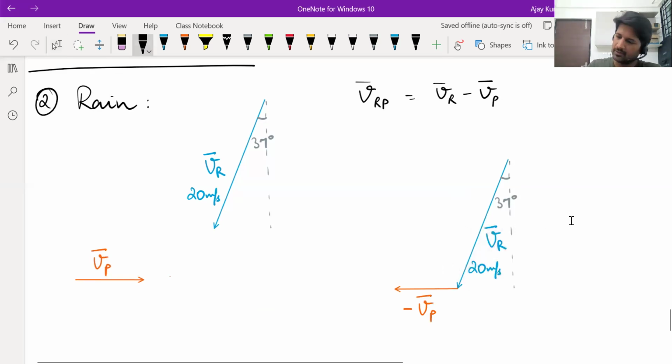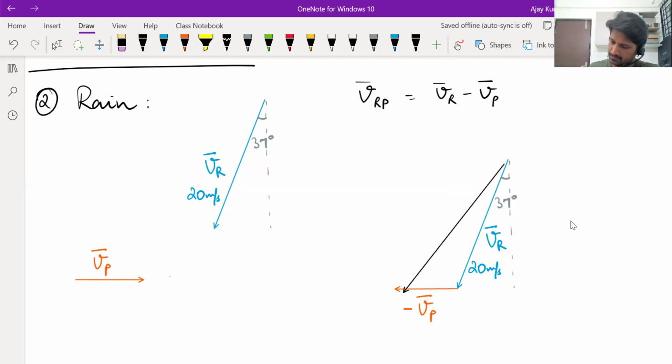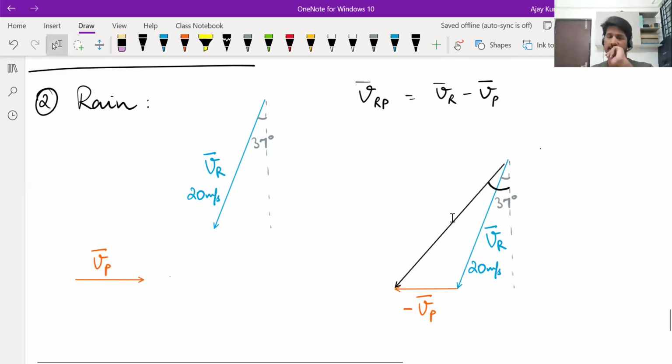So now the raindrops appear to fall like this. Okay, and clearly the angle at which they appear to fall now is greater than the original angle at which they were falling. That possibility is there. It can become 38, 39, 39.96, whatever it is, 45, 57, 53. It could become any angle depending on how the person moves.